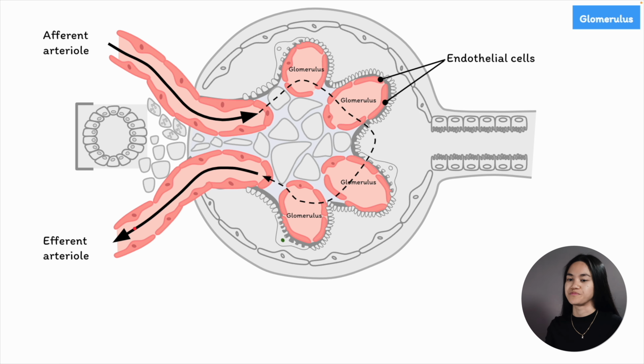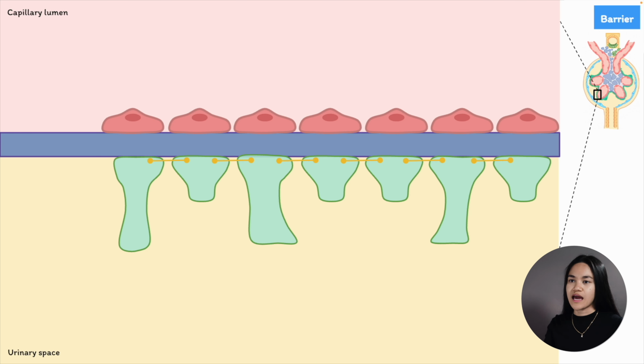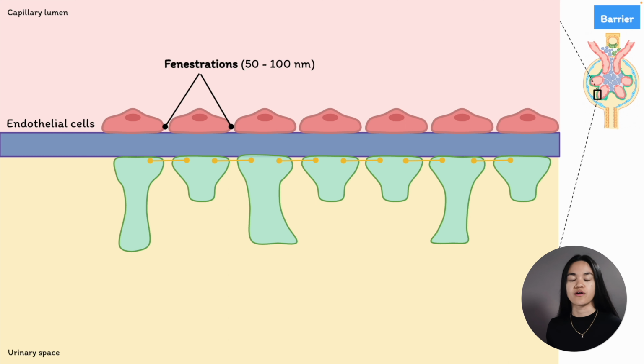Let's zoom in closer. We have the capillary lumen at the top and urinary space at the bottom. The glomerular capillary wall consists of a single layer of endothelial cells. Like all blood vessels, it's internally lined with endothelial cells. These right here are flattened endothelial cells. They are closely joined together with pores between them that form the capillary walls. They also have large openings or holes known as fenestrations, about 50 to 100 nanometers in diameter.